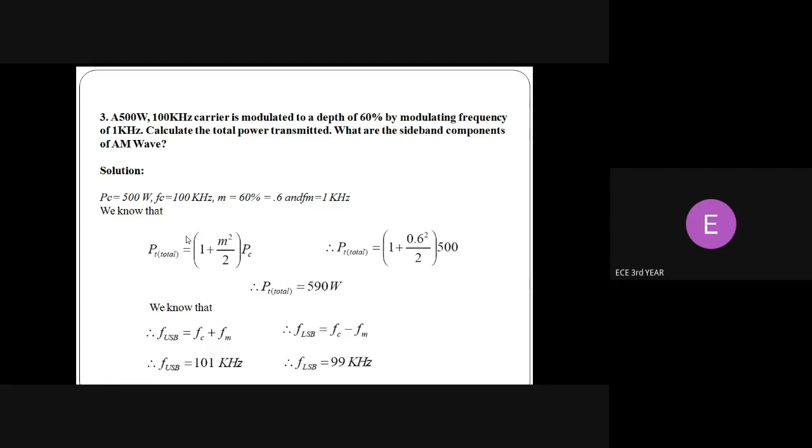We know that P total is equal to 1 plus M square divided by 2 into PC. Where P total is equal to 1 plus 0.6 whole square divided by 2, into 500. From this we can calculate the total power as 590 watts. And here we can discuss the upper sideband and lower sideband. The upper sideband is indicated by USB and the lower sideband by LSB, FC plus FM and FC minus FM, which is equal to 101 kilohertz and 99 kilohertz.